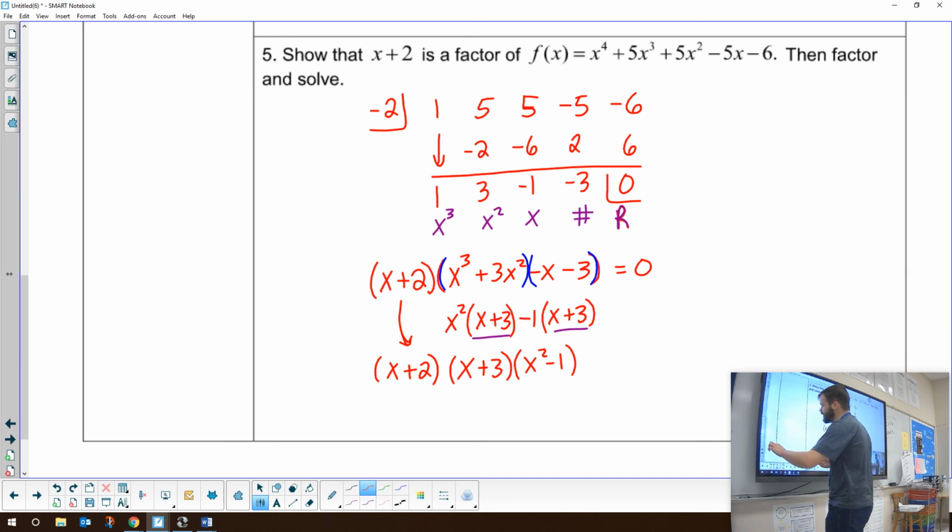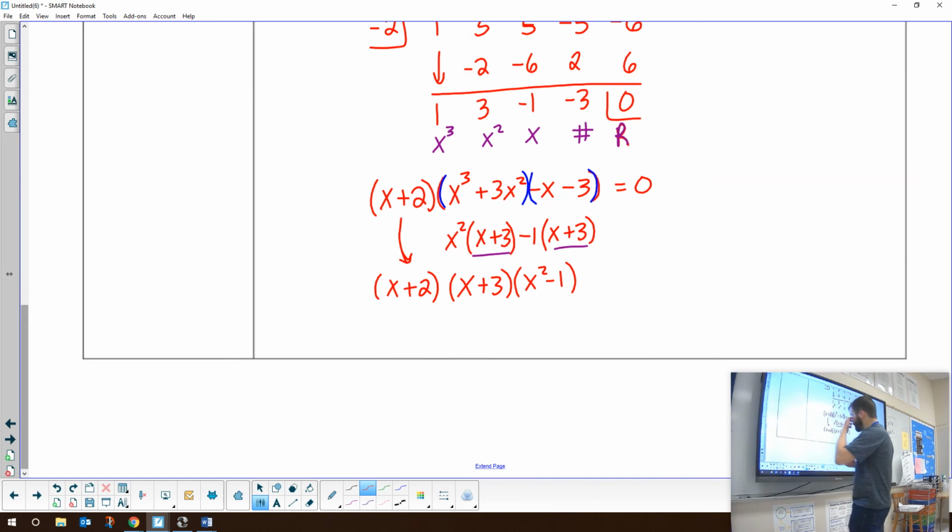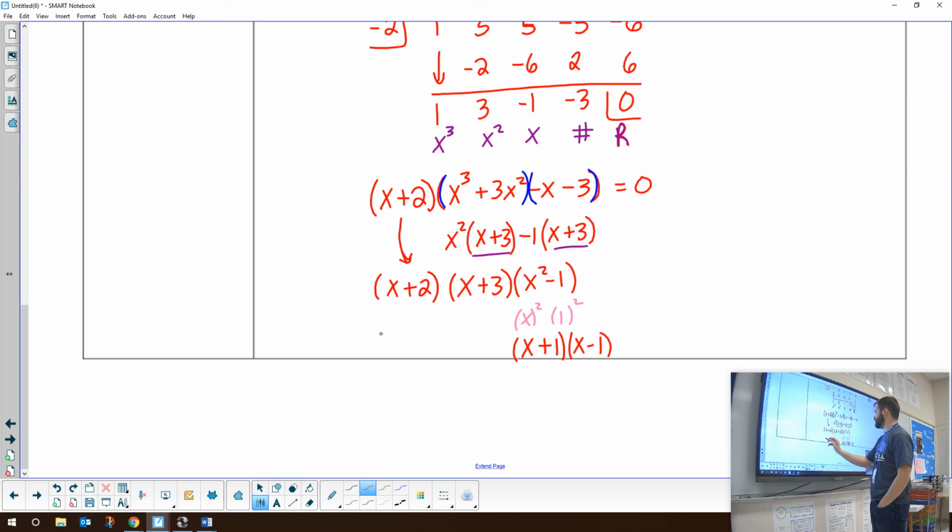Now we check and see, can I factor this anymore? And the thing is, this x squared minus 1 is a difference of squares. x squared is a perfect square, it is x squared, and 1 is a perfect square, it is 1 squared. So if that's a difference of squares, we can write that as x plus 1 times x minus 1. So we're going to have x plus 2 times x plus 3 times x plus 1 times x minus 1. So here are all my factors.